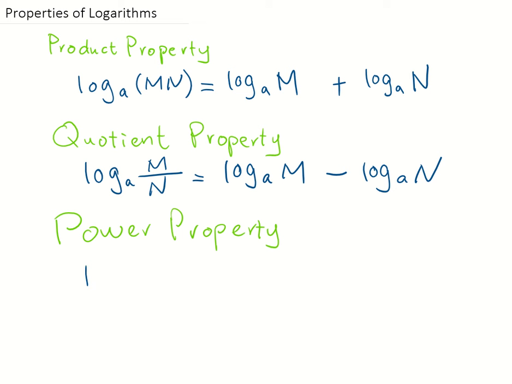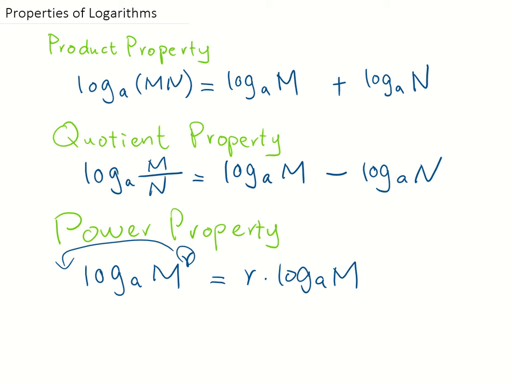The last property is called the power property. So again, if you have a logarithm with any base a and your argument is in the form of a power, here we'll write m to the power of r, then you can move this r to the very front and write it as r times log with base a of m. And this is the power property.